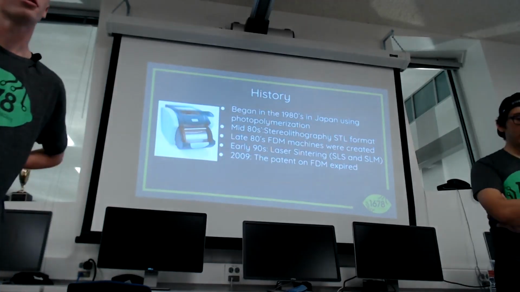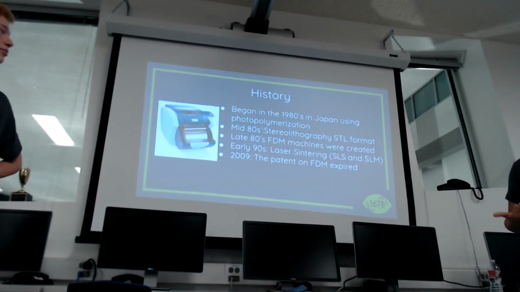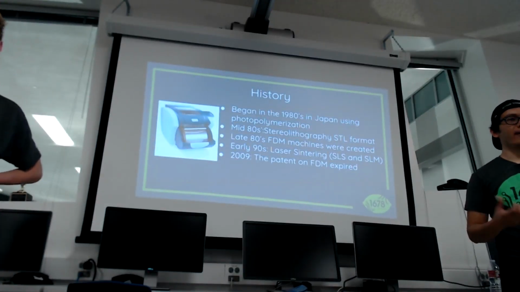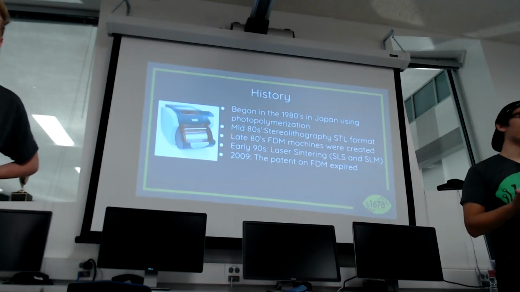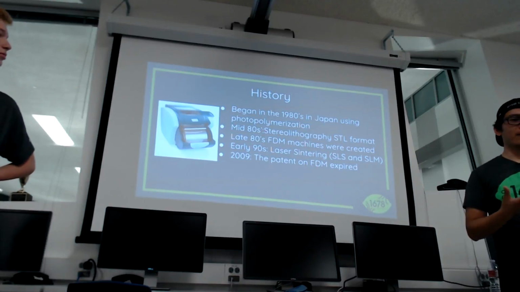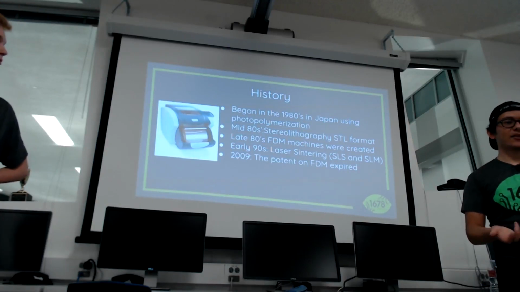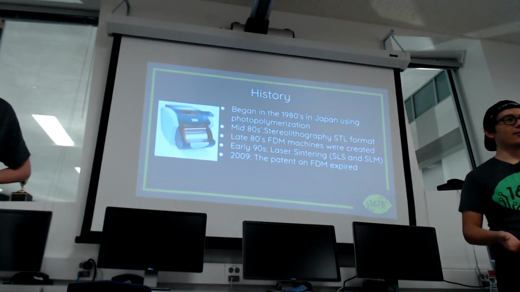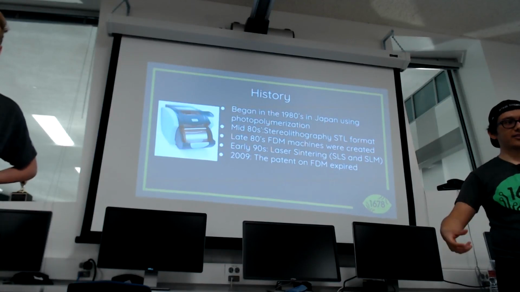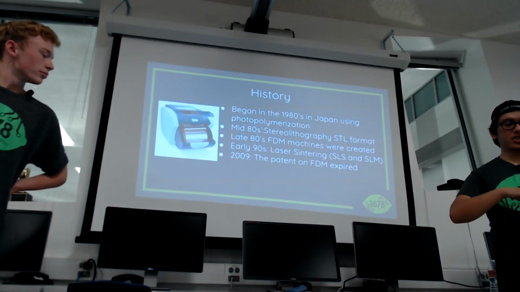Cool. So a brief history of 3D printing. In the 1980s in Japan, at a university, I forget the university, researchers were playing around with lights and polymers, and they discovered that there was an application for bonding monomers into long chains of polymers based on the shape of the light.